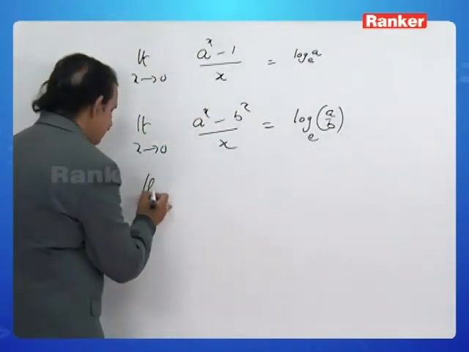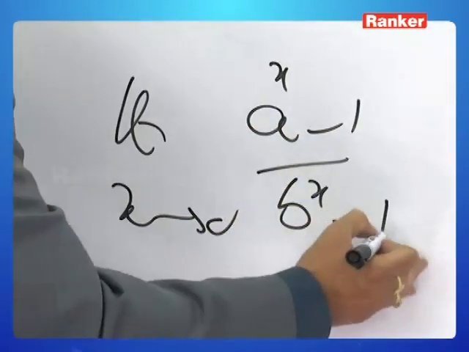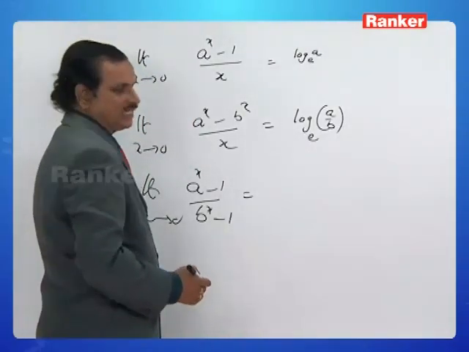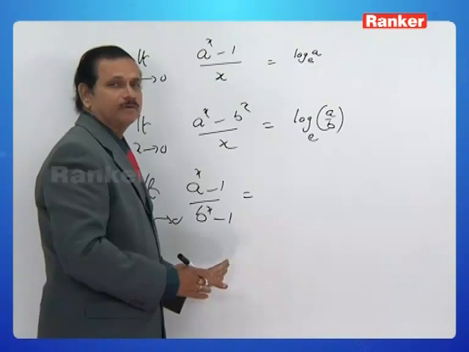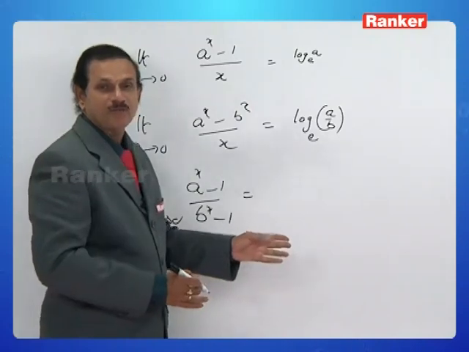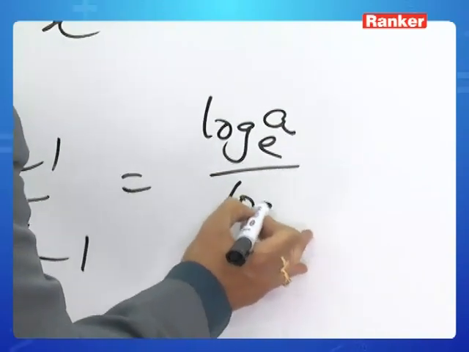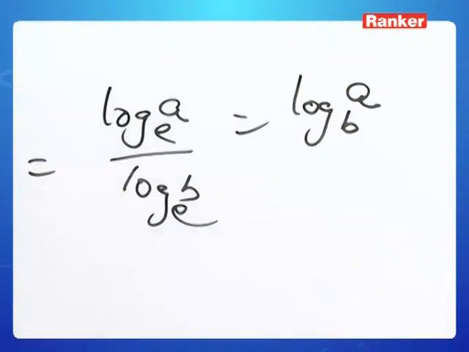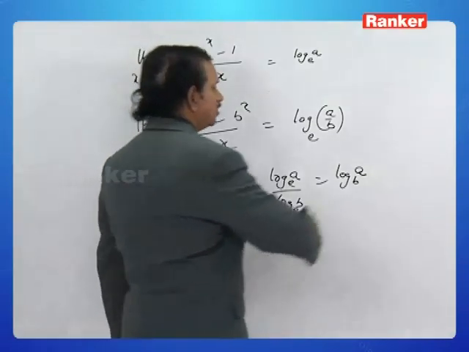Just like that, limit as x tends to 0 of (a^x minus 1) by (b^x minus 1) is equal to, you just offer an x for both numerator and denominator, (a^x minus 1) by x, (b^x minus 1) by x, so that the numerator becomes log a to the base e, and for the denominator it becomes log b to the base e. So it is log a to the base e by log b to the base e, which is just nothing but log a to the base b also you can have.